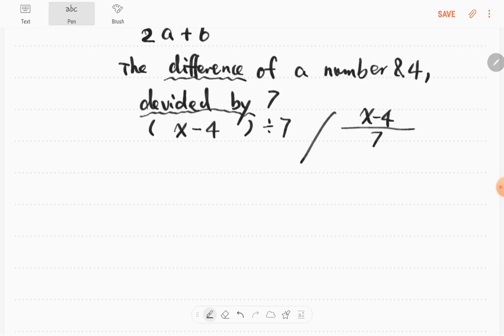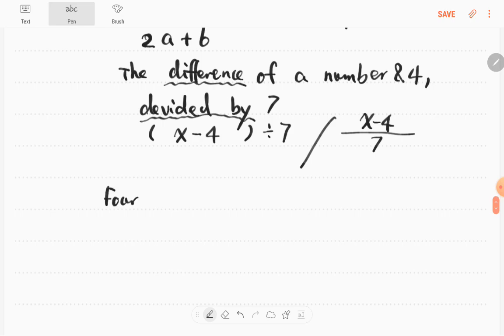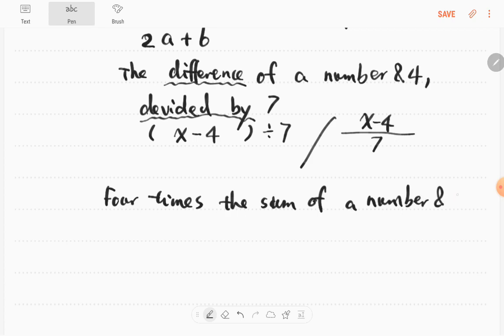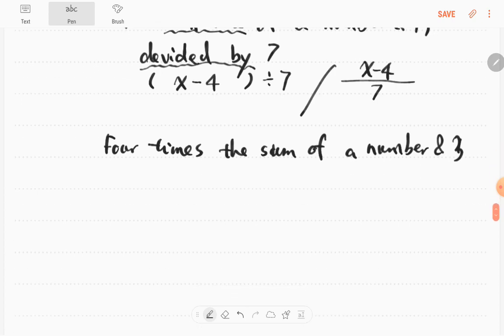Okay. Let's check another example. This time we want to know 4 times the sum of a number and 3. Okay, so we check this sentence, and realize we have 2 keywords. One is times, another is sum, right? And we should know this time we should do our addition first. Because after we do the addition, we can get the sum. Then we use the sum to do the multiplication.